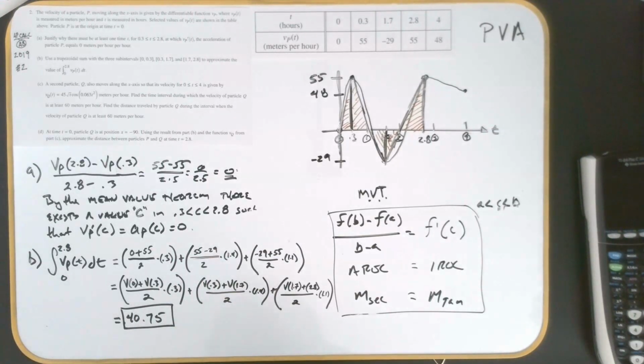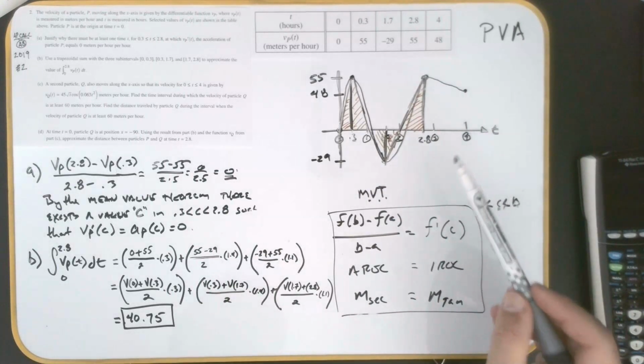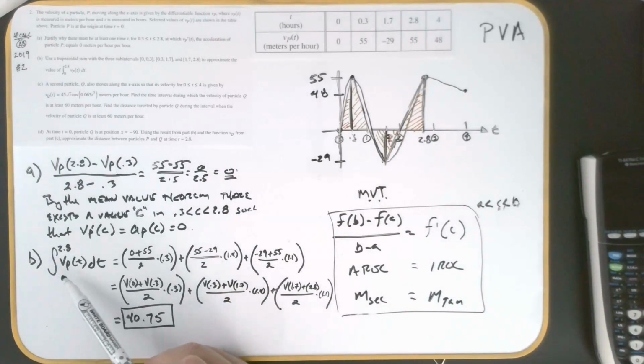Again, trapezoidal approximation. And remember, what do you get when you integrate a rate, or integrate velocity? You get a change in position. So 40.75 is the trapezoidal sum here, but it's representing my change in position from 0 to 2.8 hours for particle P. Okay? Let's move on to part C.